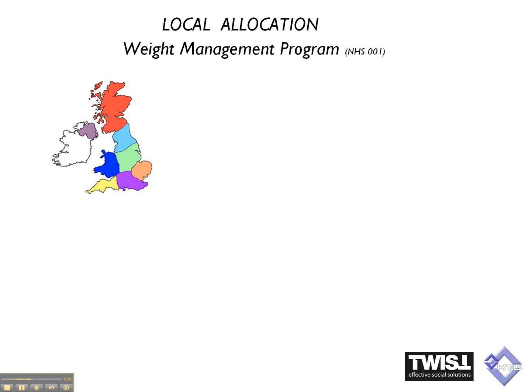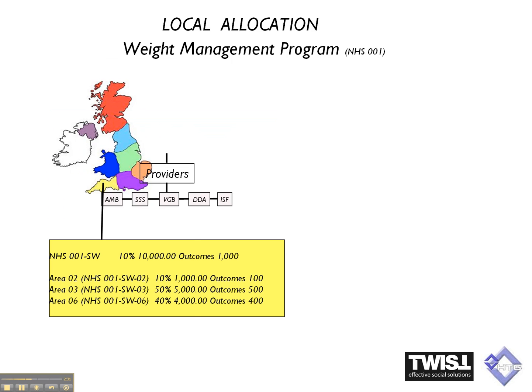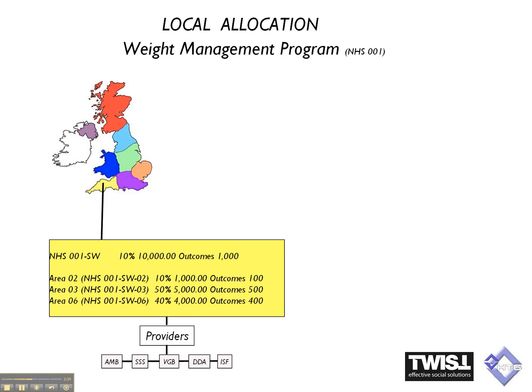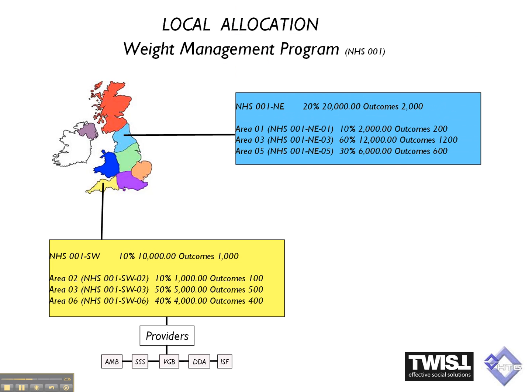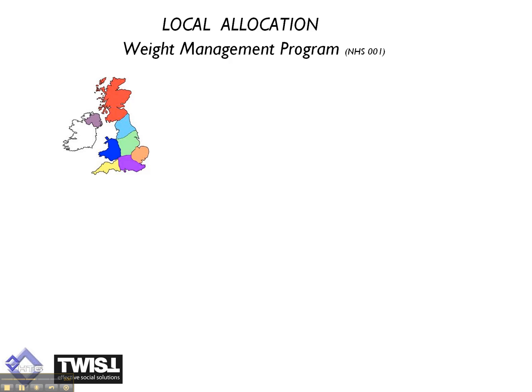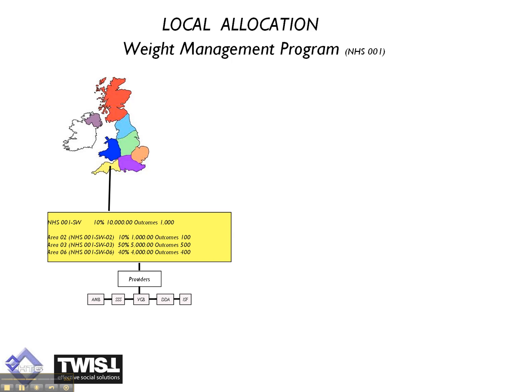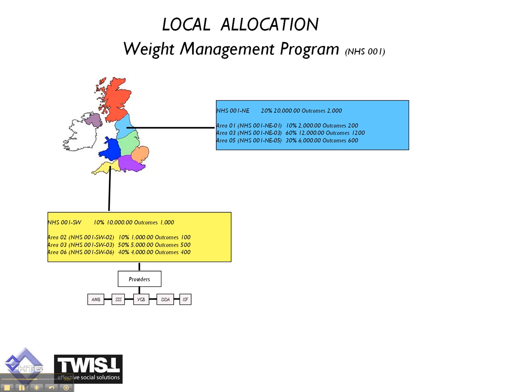At a local allocation, there will be southwest, northeast, and the areas, and the split of the allocated funding within the areas, within the region, within the trust, and this can actually be allocated to the provider. So providers service the facility and offer the evidence and the outcomes.